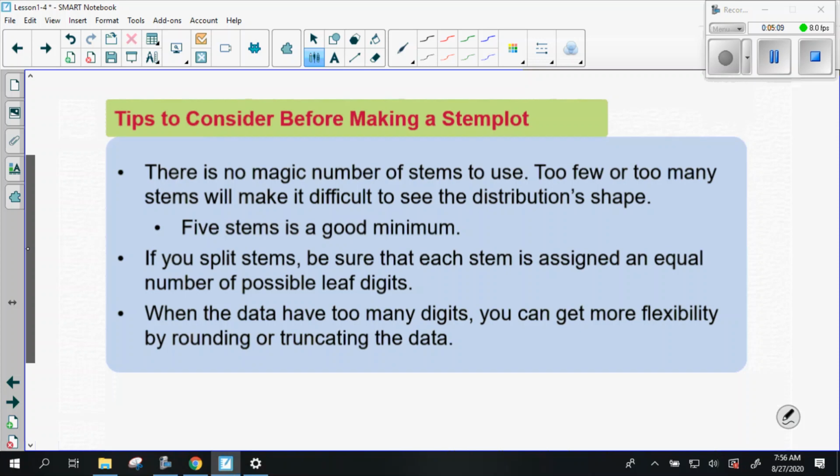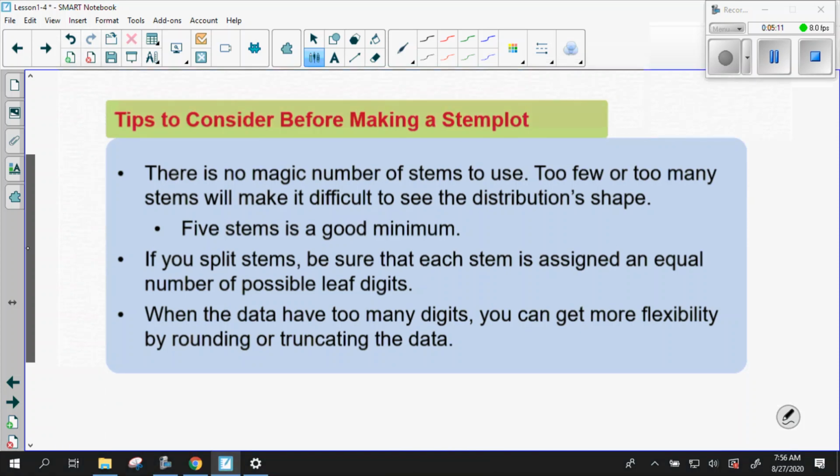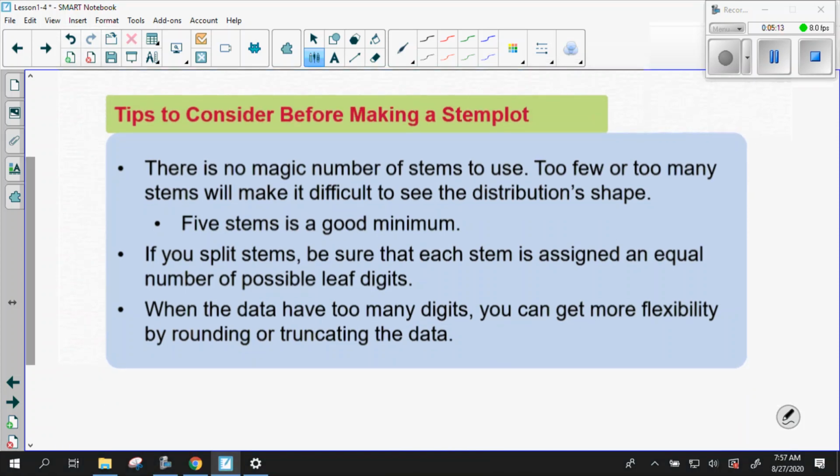There are tips to consider before you make a stem plot. There's no magic number of stems to use. Too few or too many stems will make it difficult to see the distribution shape. 5 stems is a good minimum. If you split stems, make sure that each stem is assigned an equal number of possible leaf digits. Like what we did, we made it 0 through 4 and then 5 through 9. Those are equal. We could also round the data. We'll look at that.